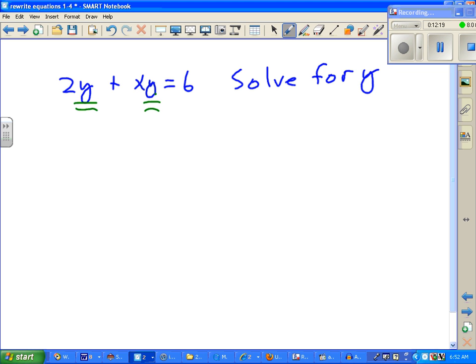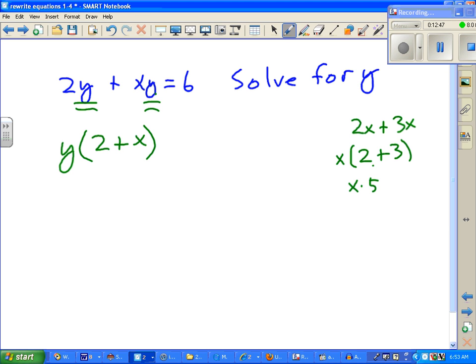Okay, so what am I going to have to do? Well, I'm going to have to factor a y out of both of those. Just like we did when I had something like 2x plus 3x, and I made you factor out an x. That's going to come in real handy right here, because now I'm going to have to factor out a y, and I'm left with 2 plus x, right? Distributive property backwards, equals 6.